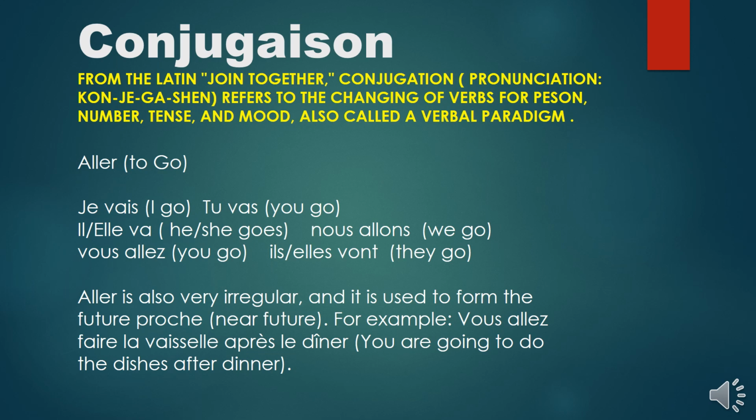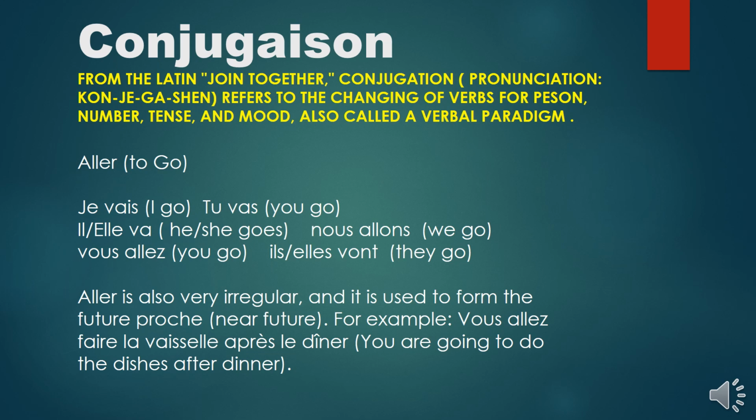It refers, like I said before, to the changing of verbs for person, number, tense, mood. It's also called a verbal paradigm. So don't worry about words like verbal paradigm. It's just for categorizing things. But what it actually means is that when you take a verb and you take a person, that is, if you take je or tu and so forth, it means the verbs are going to change their form.